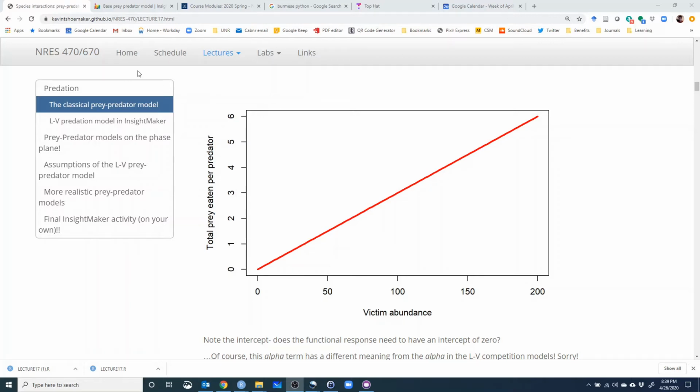This is a function that represents the total prey eaten per predator per time step as a function of the number of prey that are in the landscape. So the functional response is the per capita, per predator rate of consumption per time step as a function of the total prey availability. The more prey that are available in this really simple model, the more the prey are eaten per predator. This is the simplest possible functional response. We'll go through some additional functional responses later that are a little more realistic.